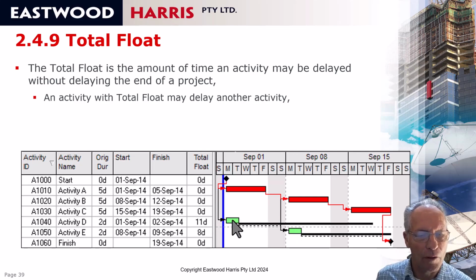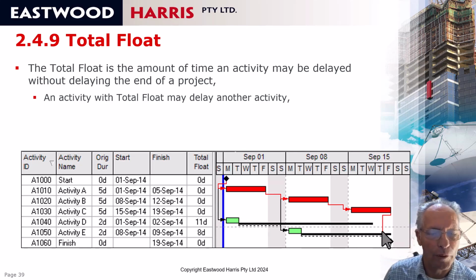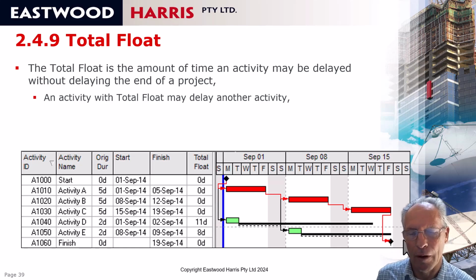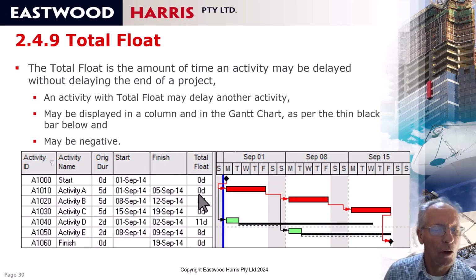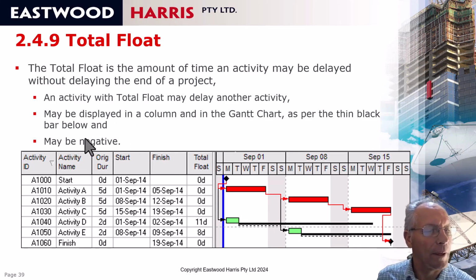And if it gets delayed 11 days, then this activity and this one will be on the critical path. And if you delay it more than 11 days, it will then delay the end date of the project. The total float may be displayed in a column or as a bar, and you can see it's a solid black bar, but these may be formatted to your requirements. And also total float may be negative, and I'll explain what negative float means and how you generate negative float in a slide in a few minutes.